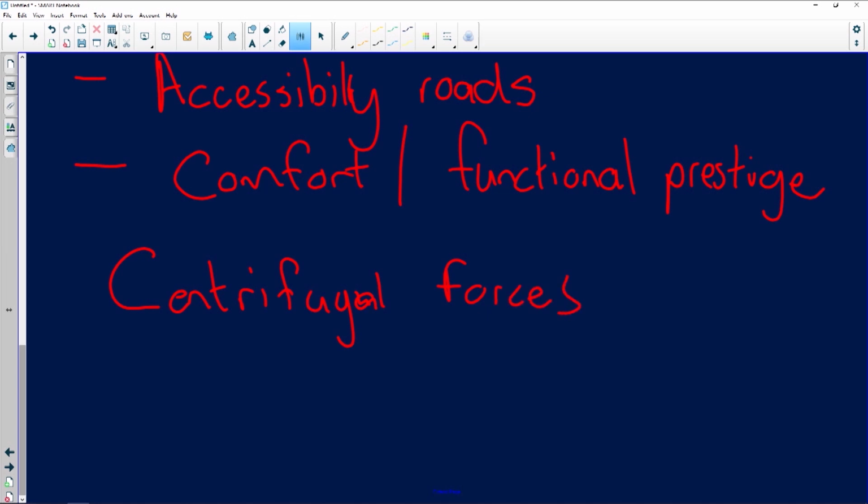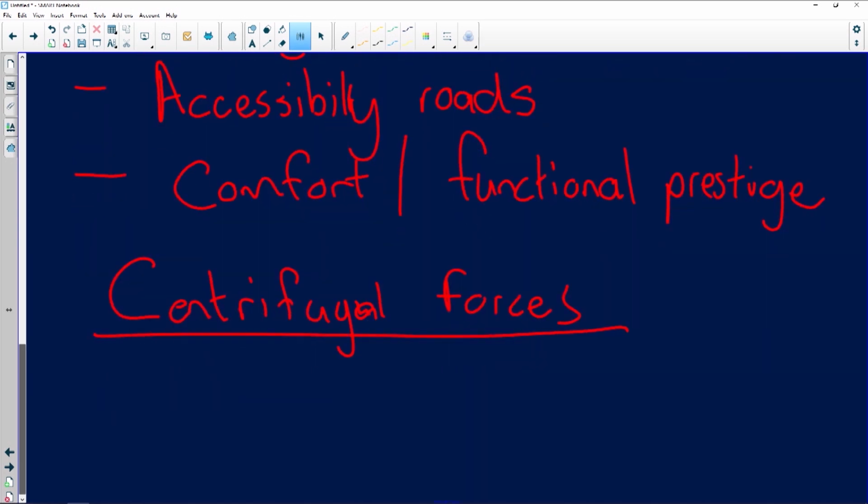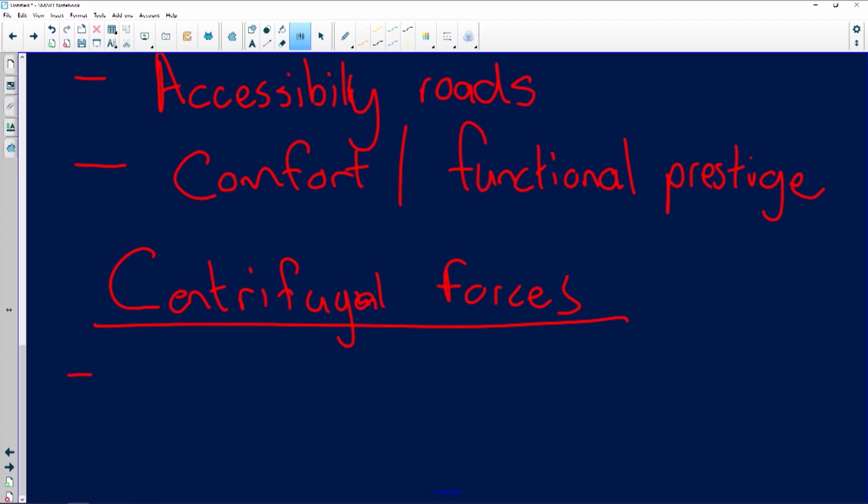Okay, centrifugal, very simple. How can you remind yourself what this means? Refugee. Refugee, what does it mean? Moving away. Okay, centrifugal, if we quickly have a look at it, we can ask ourselves the question, what does it mean?